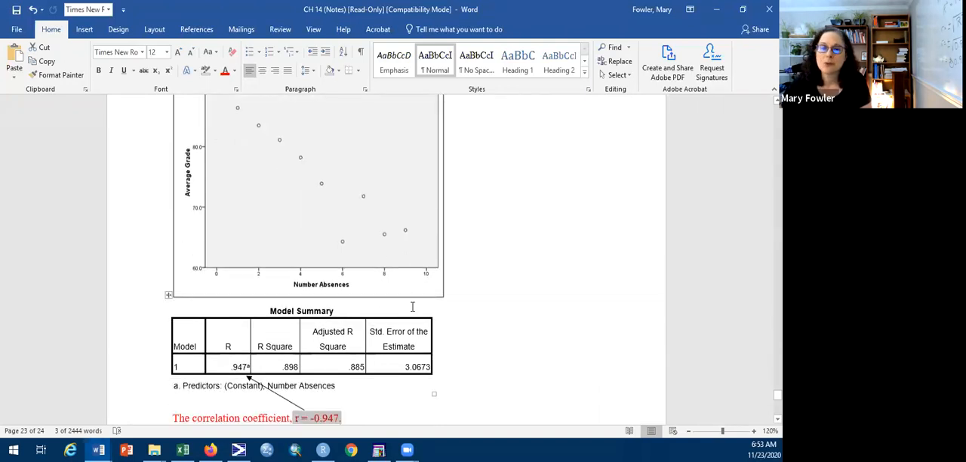So in this data here, R is negative, the linear correlation is negative, and it's 0.947. And the R squared is 0.898 or 89.8%.